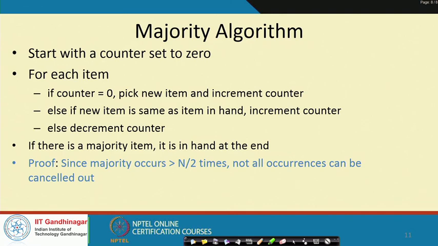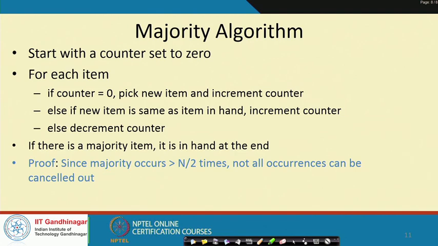So the proof is surprisingly simple. Here is the claim: if there is a majority item, it is in hand, it is there with the algorithm at the end. The first step is very important. If there is a majority item, we have it in hand. I am not guaranteeing you anything if there is no majority item. And why is this true? It is fairly simple.